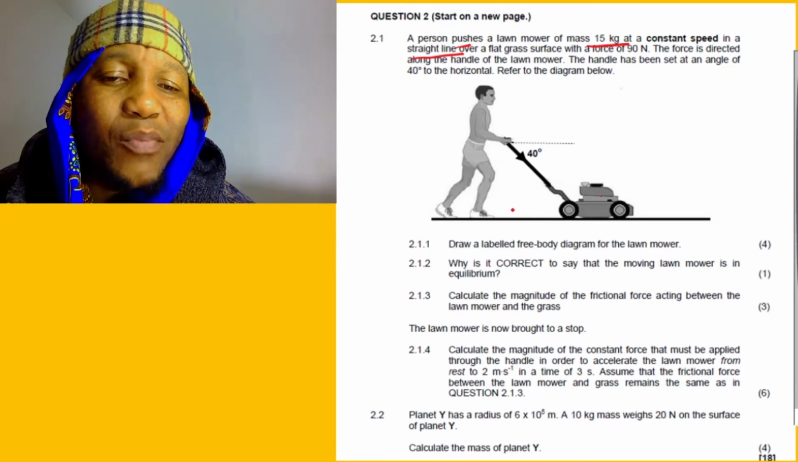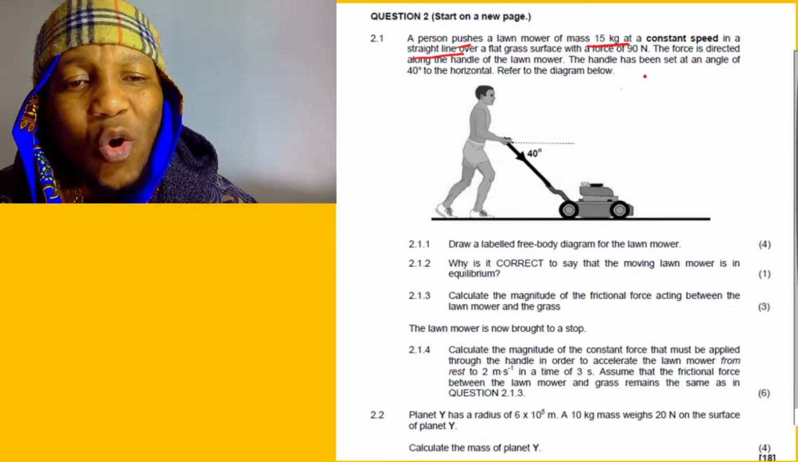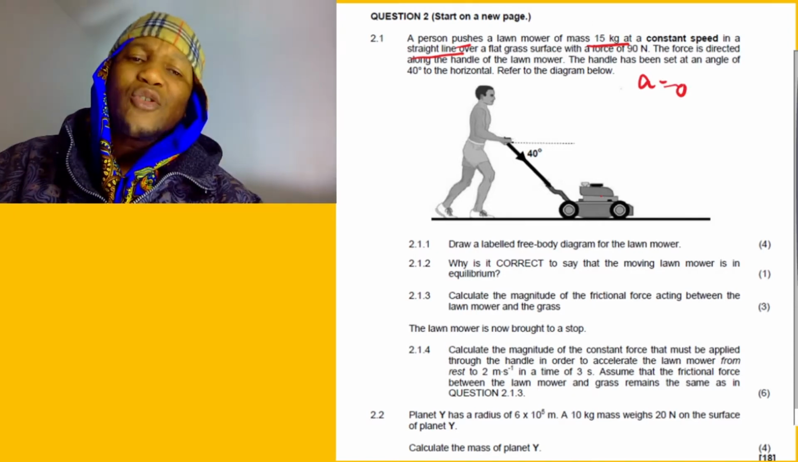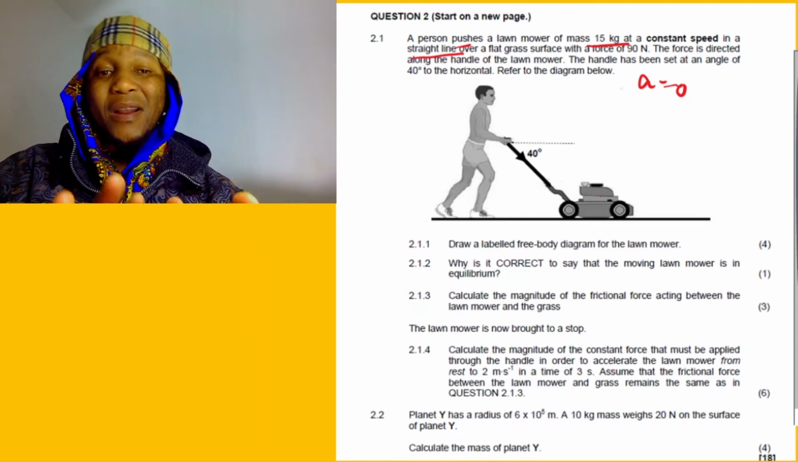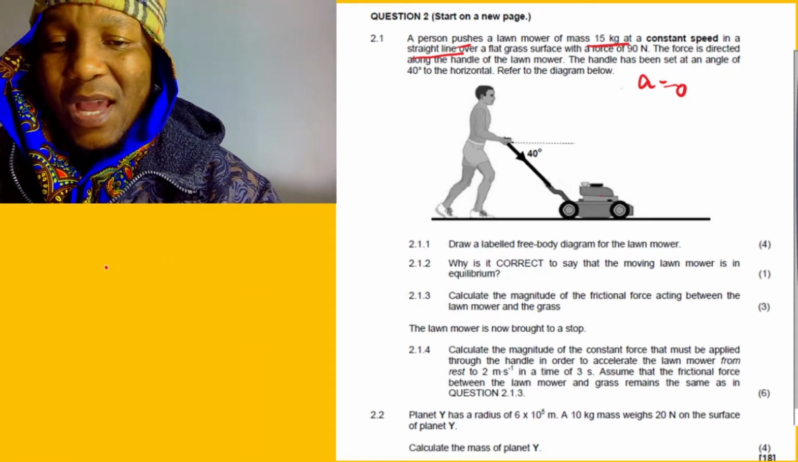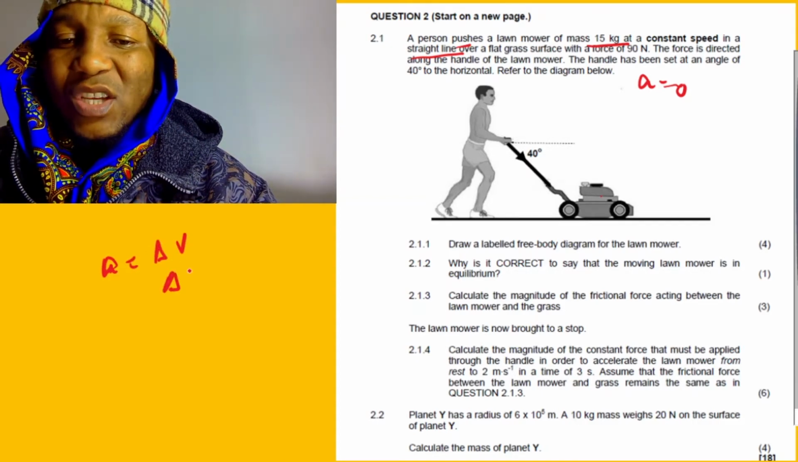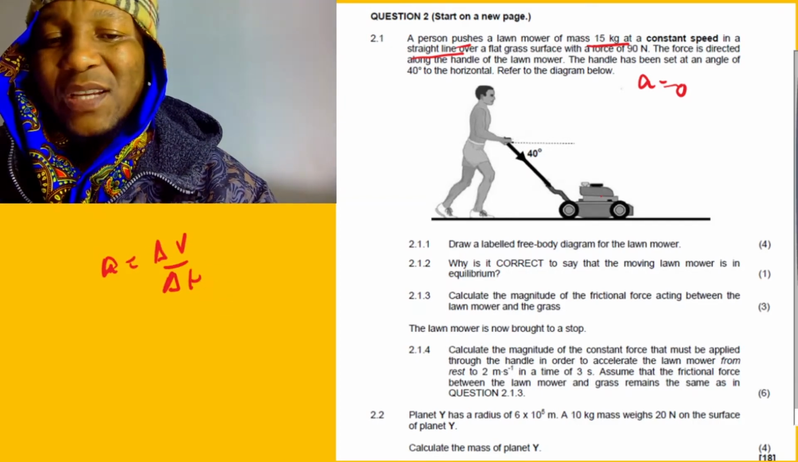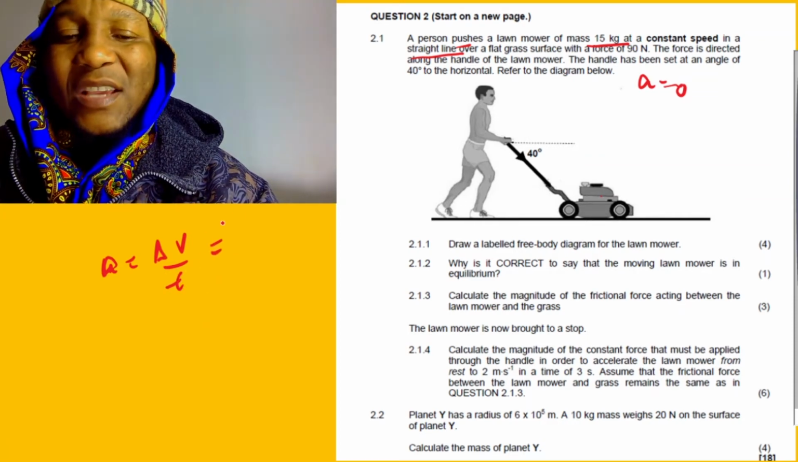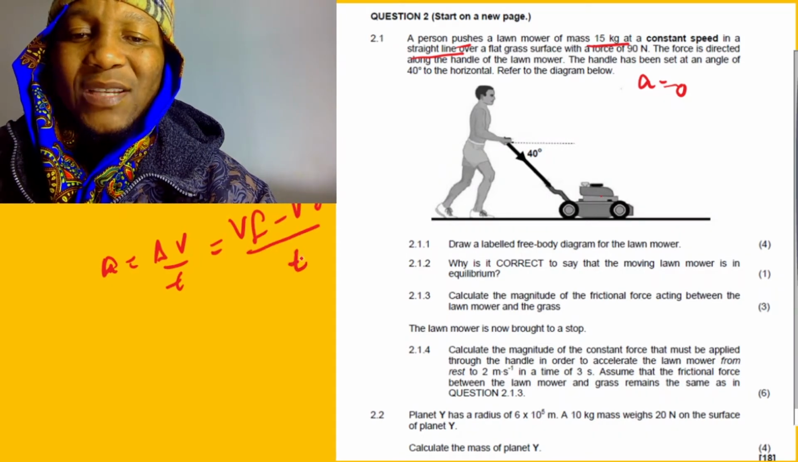So when they push it with constant speed, anything with a constant speed always has acceleration equal to zero. You might ask, how do you know acceleration equals zero? It's not part of the question, but to help you understand: acceleration always equals change in velocity over time. Change in velocity means velocity final minus velocity initial, over time.